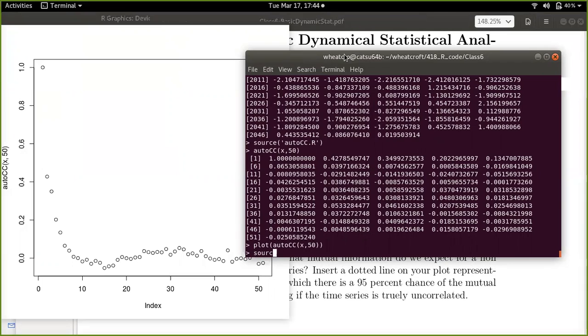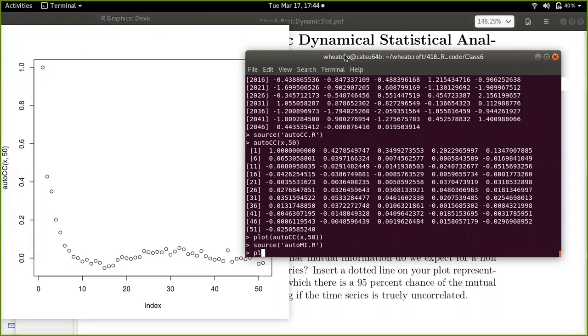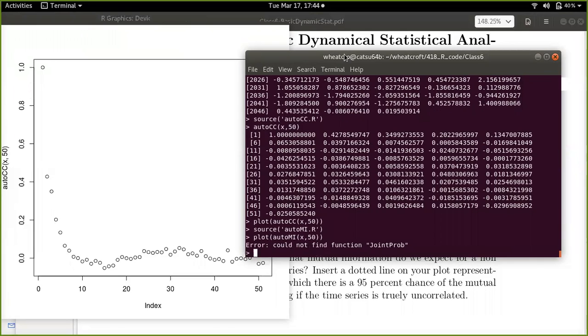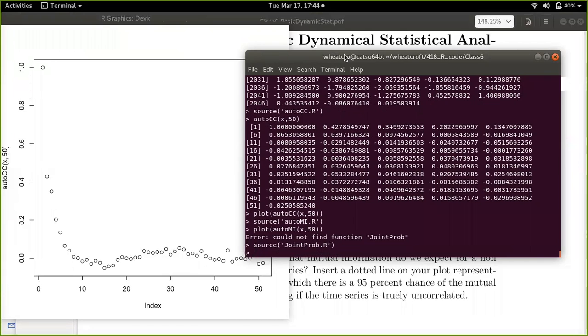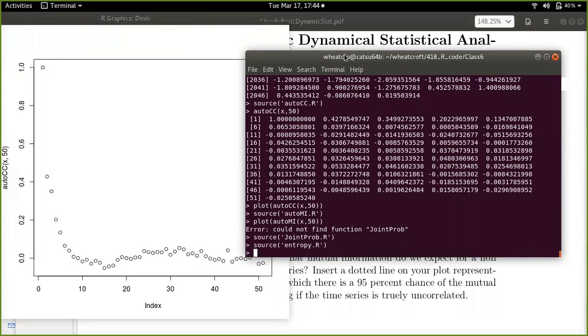So let's see what happens if, instead of using the autocorrelation, you use the auto mutual information. So again, we read in the file, and then we plot the auto mutual information instead of the autocorrelation. Firstly, we need to read in a couple of functions that the function depends on. So we need to read these in first. We need the entropy function as well. So now we've done this, we should be able to just plot the auto mutual information as a function of lag.